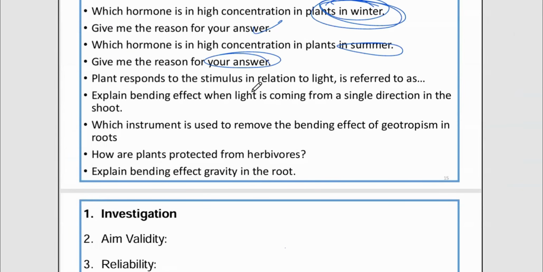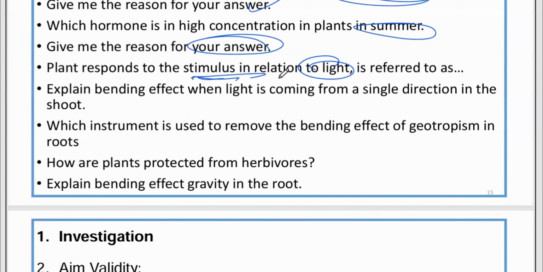A plant's response to a stimulus in relation to light is referred to as photo, and a response is tropism. That's the bending effect. So it becomes phototropism. Then they ask which instrument is used to explain the bending effect coming from a single direction. Here, they are talking about light.